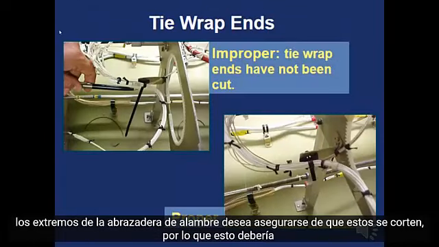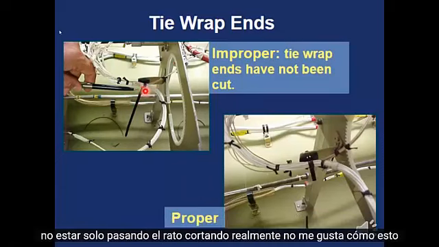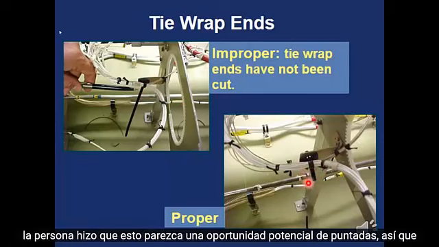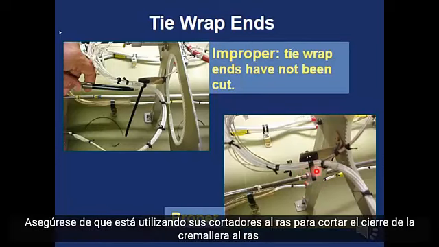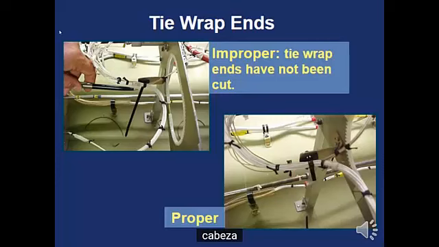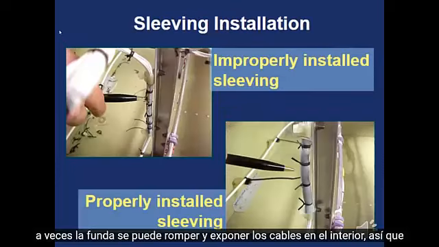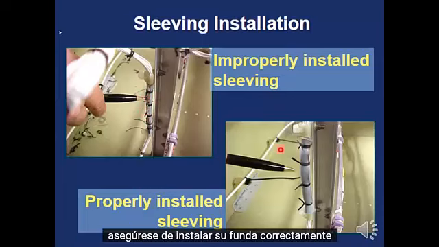Tie wrap ends. You want to make sure that these are cut short. So this should not be just hanging out there. Snip it short. I don't really like how this person did that either. This looks like a potential stitches opportunity. So make sure that you're using your flush cutters to cut the zip tie flush to the head. Sometimes the sleeving can be gapping and expose the wires inside, so make sure that you install your sleeving properly.